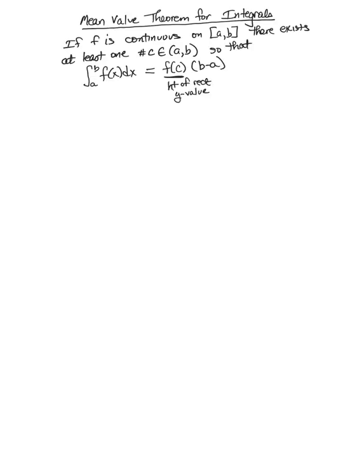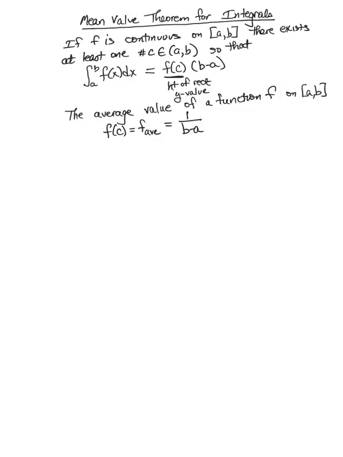And let's just define that now and we'll prove it. So the average value of a function f, which of course is continuous on [a, b], is defined to be f of c, which sometimes we call f with a subscript of av, and that is 1 over b minus a times the definite integral from a to b of f of x dx.